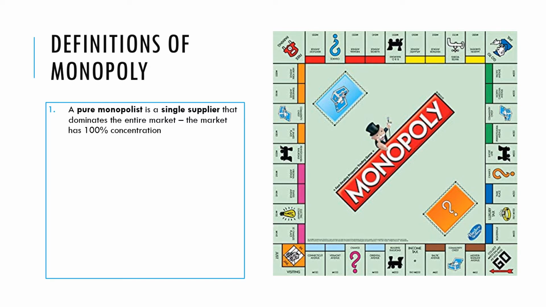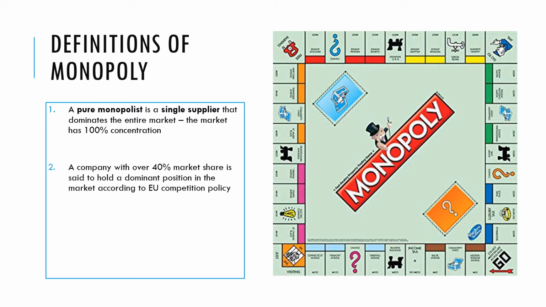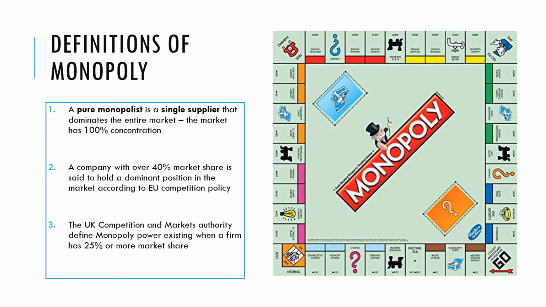Now that can be quite unusual. We still find situations when a firm can dominate the market and act like a monopoly company, even if it's not the only company in the market. So a company with over 40% market share is said to hold a dominant position according to the European Union's competition policy. In the UK, the Competition and Markets Authority define a firm as having monopoly power when the firm has 25% or more market share. And so these 40% market share for a dominant position and 25% share for monopoly power are important benchmarks when we consider whether a company is a monopoly or not.